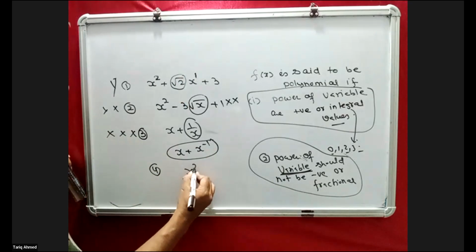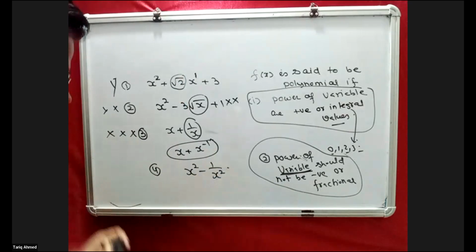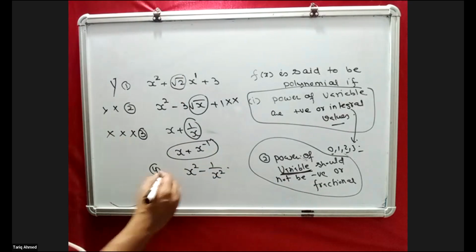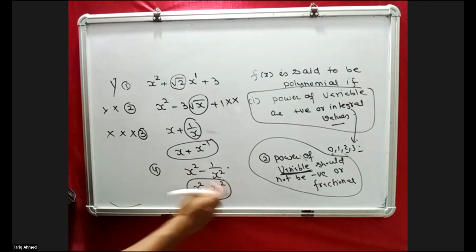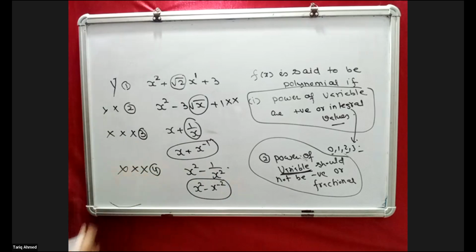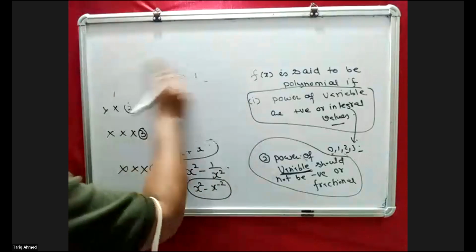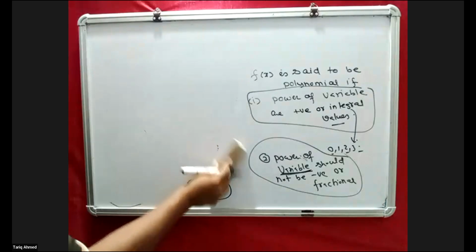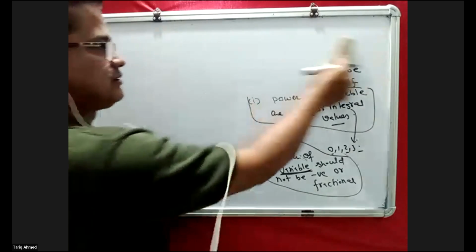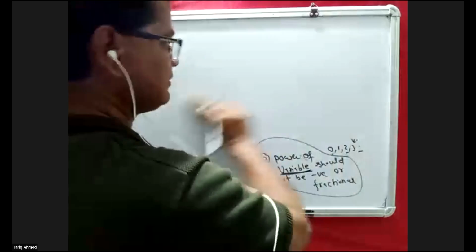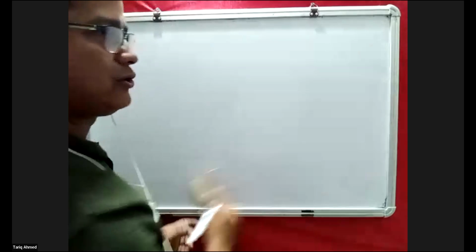What about this one? x square minus 1 by x square? It is not, because it's negative. Correct. We can write this as x square minus x to the power minus 2. Since the power is negative, this is again not a polynomial. So this is the condition: the power of the variable should not be negative nor a fractional value. Fulfilling these two conditions, that expression can be called a polynomial.